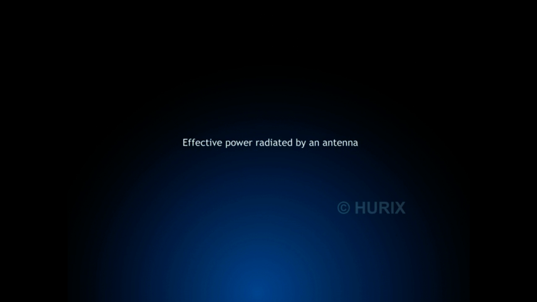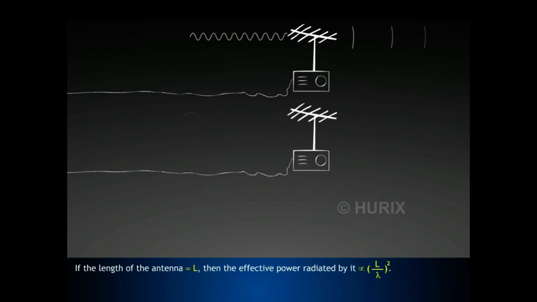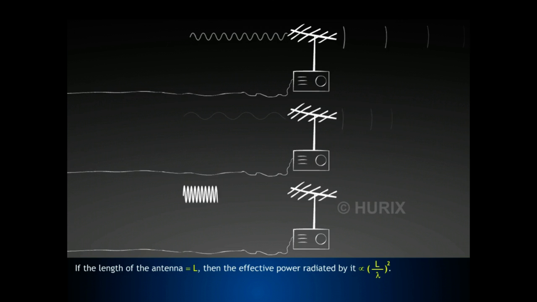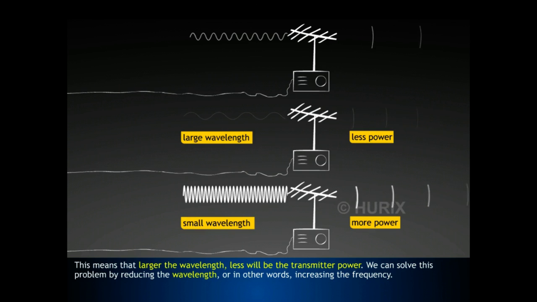Effective power radiated by an antenna. If the length of the antenna equals L, then the effective power radiated by it is directly proportional to L by lambda squared. This means that larger is the wavelength, less will be the transmitter power. We can solve this problem by reducing the wavelength, or in other words, increasing the frequency.